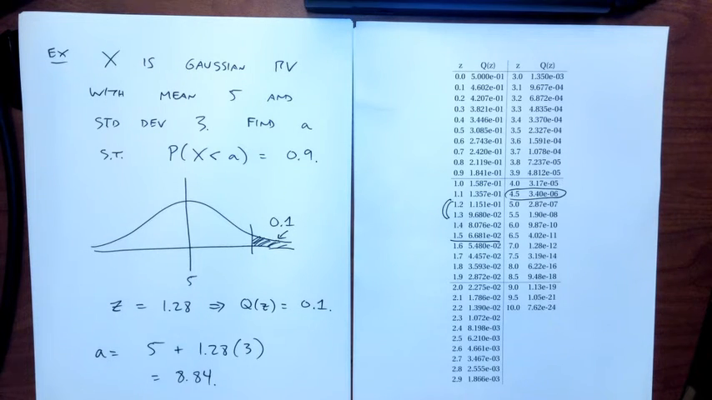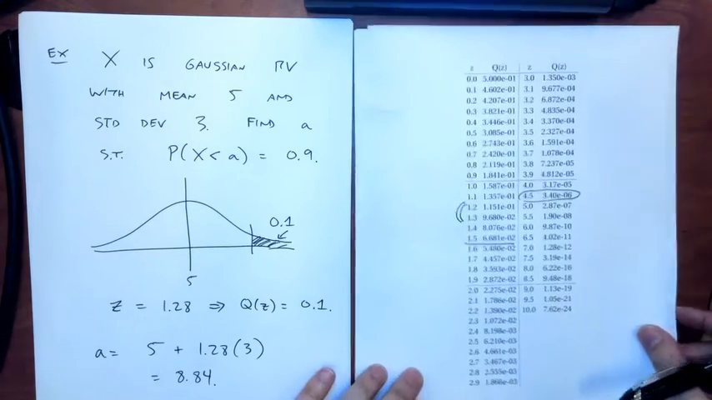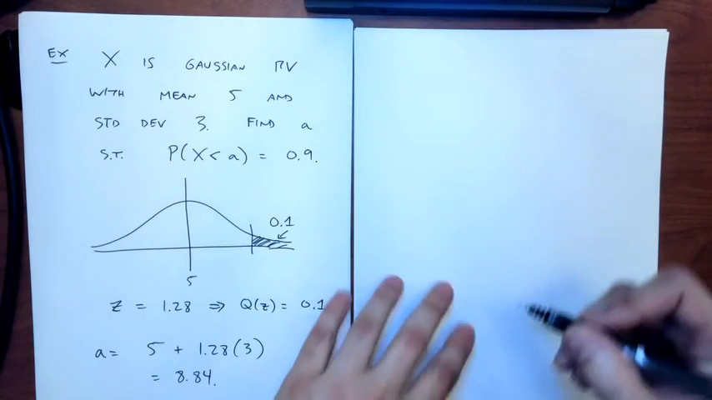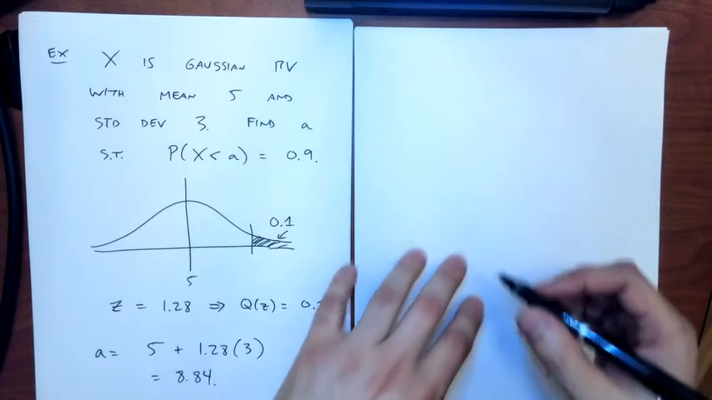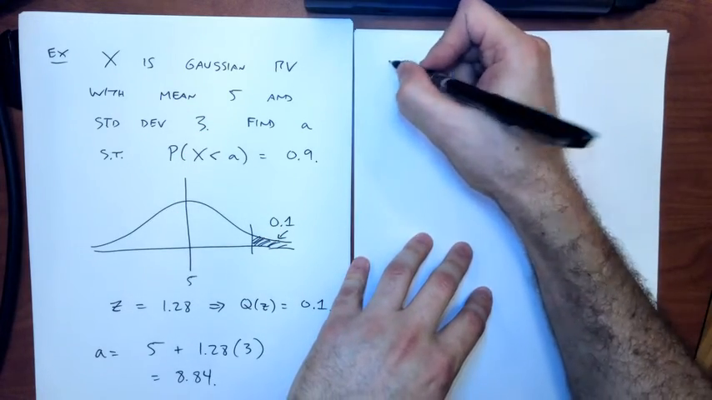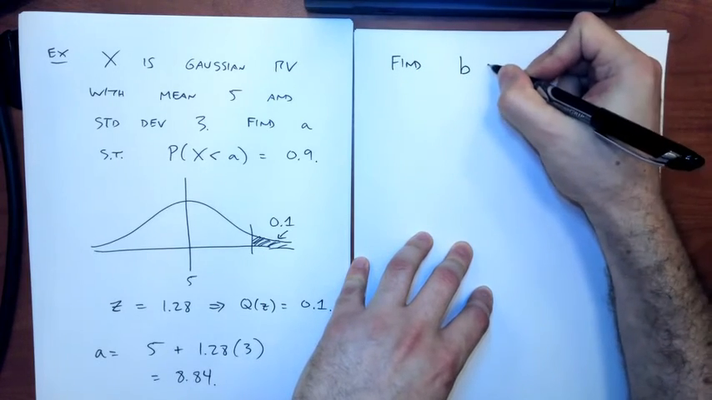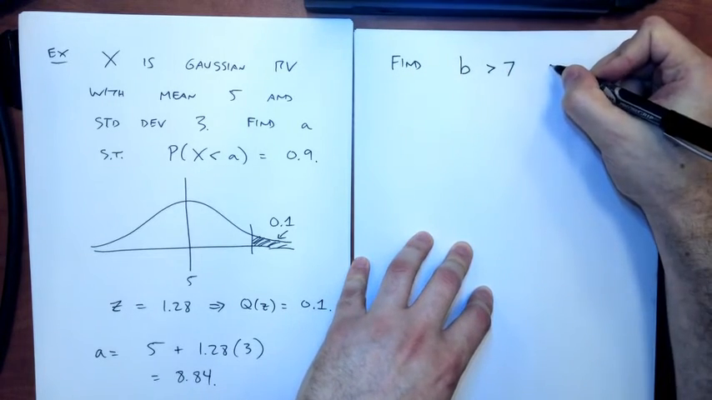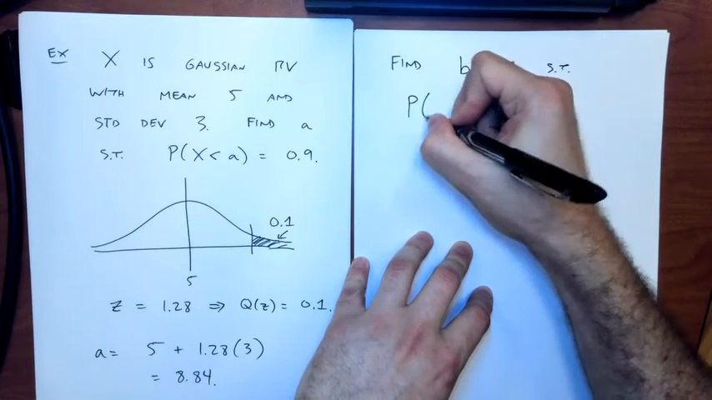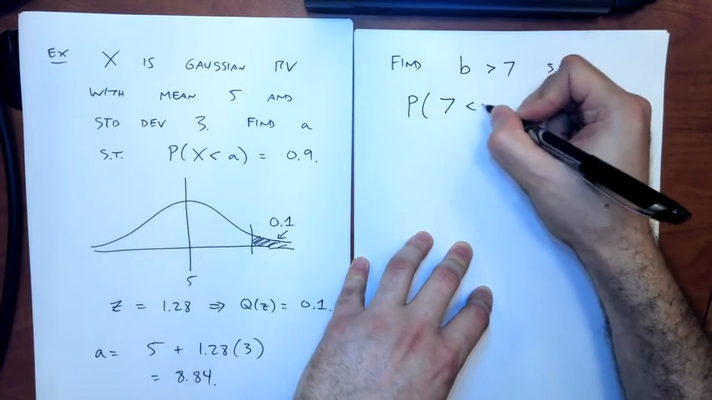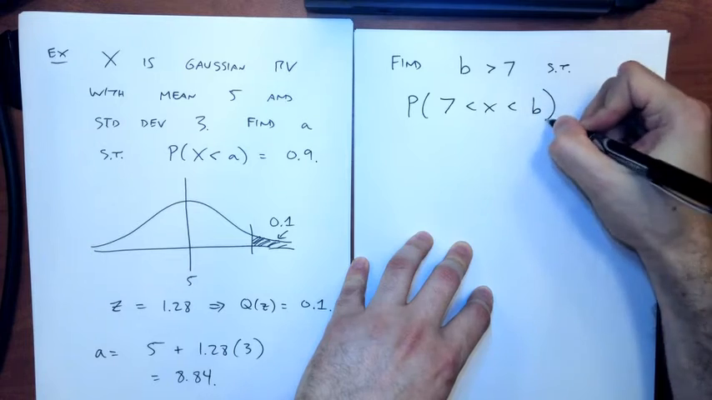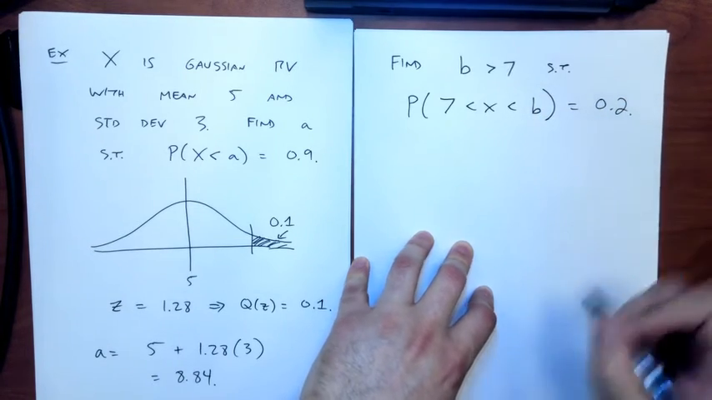So, questions about this? Let me do another one along this line. This is, again, kind of a similar deal. So how about, again, let's stick with this Gaussian over here, continuing the idea: find me a value of b greater than 7, such that the probability of x being in the range 7 to b is equal to 0.2.